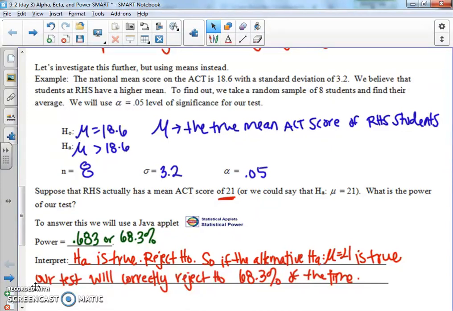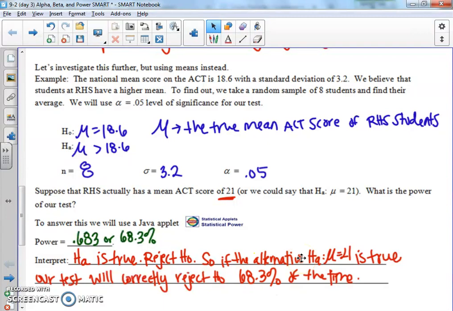So, right before the bell rang, we had been looking at the app with the mean exam test scores. We looked at the power, how it was 68.3%, and we interpreted that as when we are looking at power, that means the alternative was true and we rejected the null hypothesis. So we did that correctly. That's the main idea of power, is that you reject the null hypothesis correctly. So we say, if the alternative is true, our test will correctly reject the null 68.3% of the time.